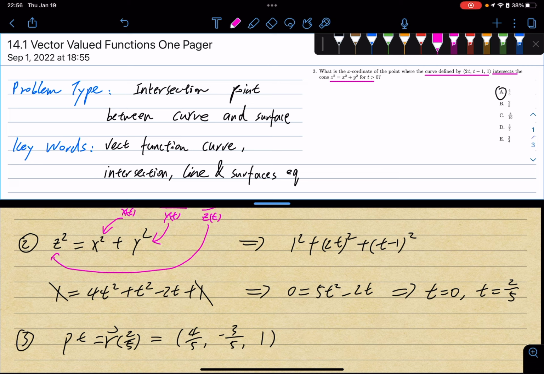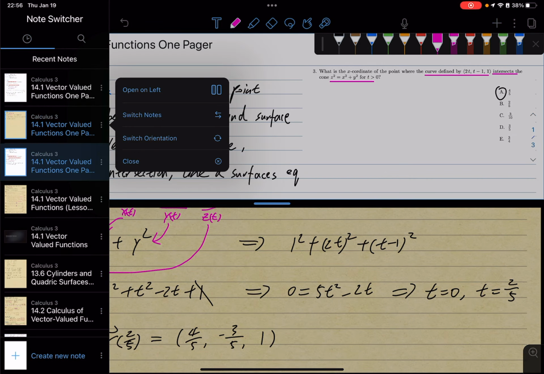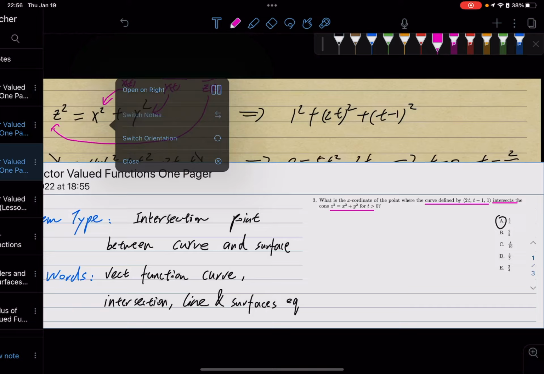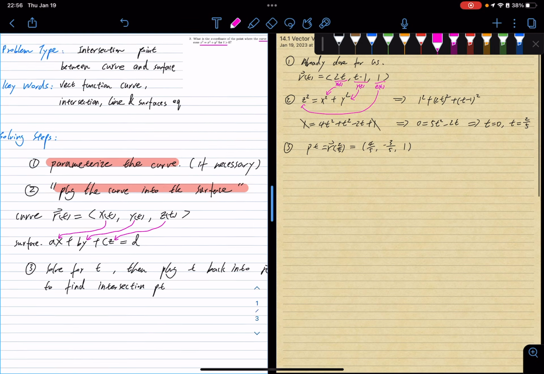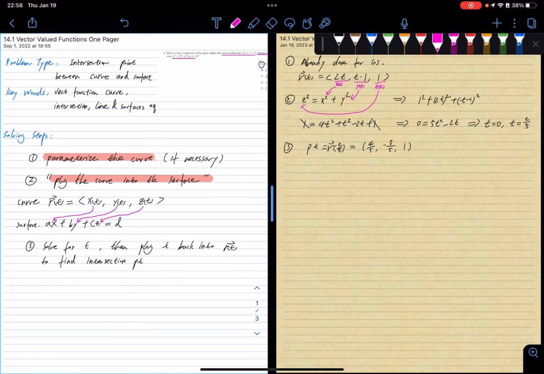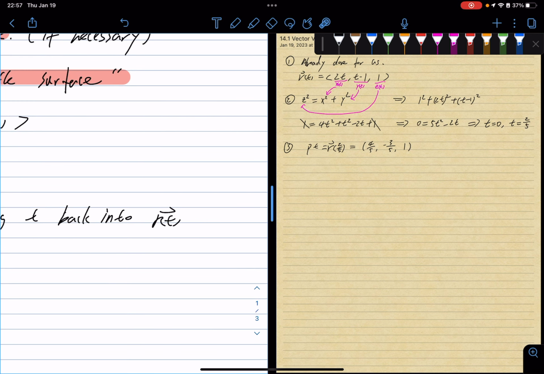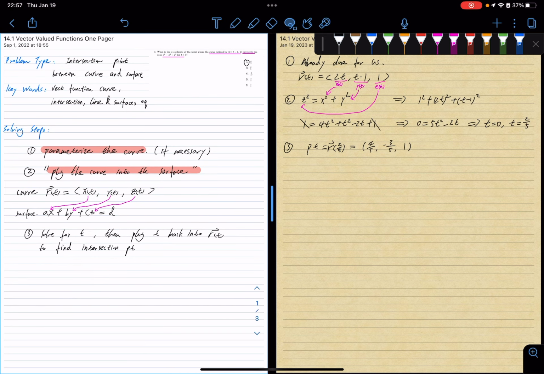Let me go ahead and switch the orientation. So this is the step-by-step process to solve the problem related to the intersection point between the curve and the surface. We started with parameterizing the curve. We plug the curve into the surface. We solve for t, and then we plug t back into the curve equation, and then we can find the intersection point. Okay, so that's the idea.